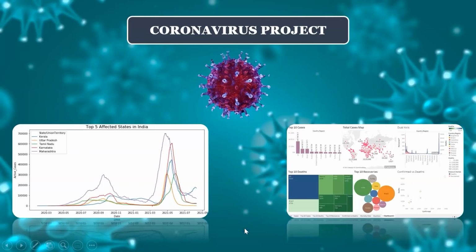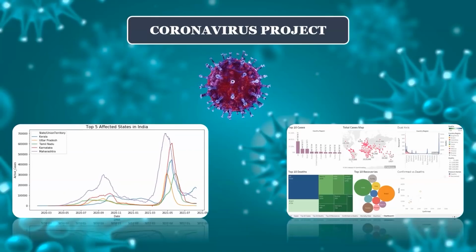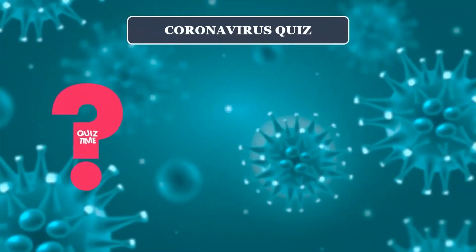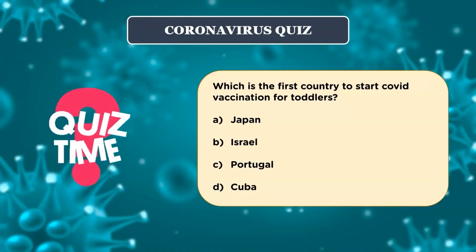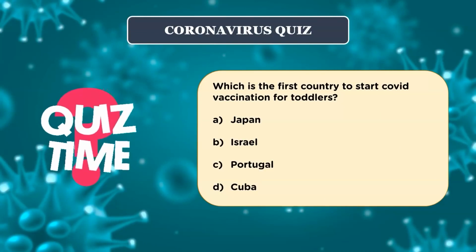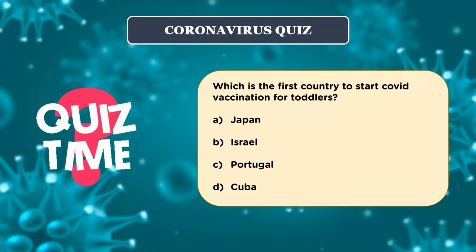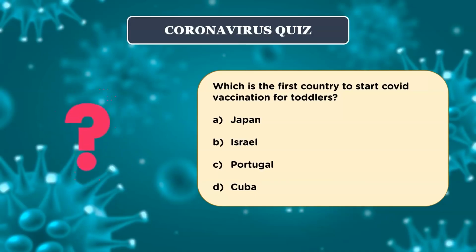Alright, before we jump into the hands-on part, let's have a look at the second quiz in this project. So here is the second quiz question. Which is the first country to start COVID vaccination for toddlers? Is it A, Japan, B, Israel, C, Portugal, or is it D, Cuba?